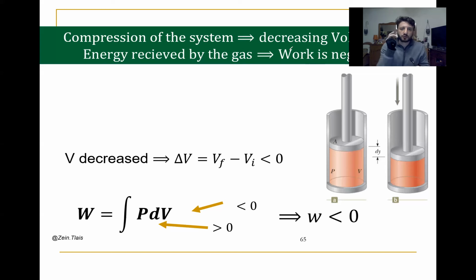Now you have to know two very important points, in the case of expansion and in the case of compression, increasing the volume and decreasing the volume. If we increase the volume, delta V is positive and omega is positive. If we decrease the volume, delta V is negative and omega is negative.